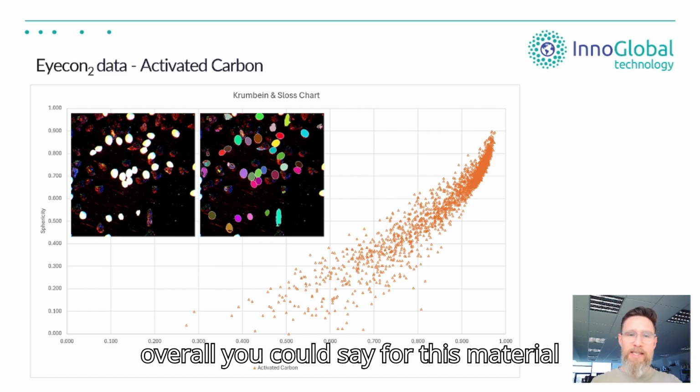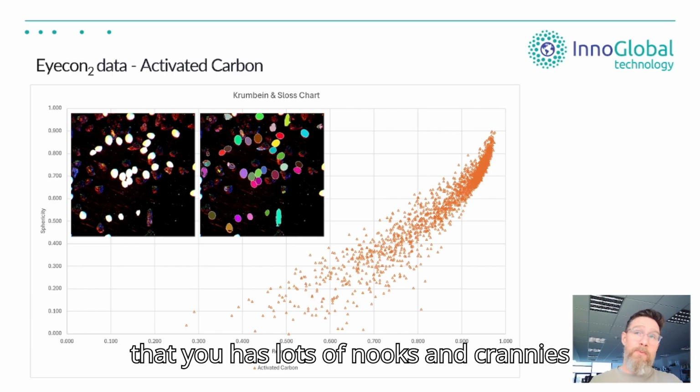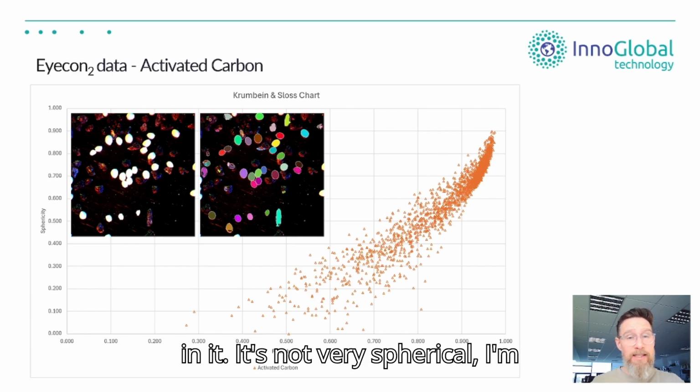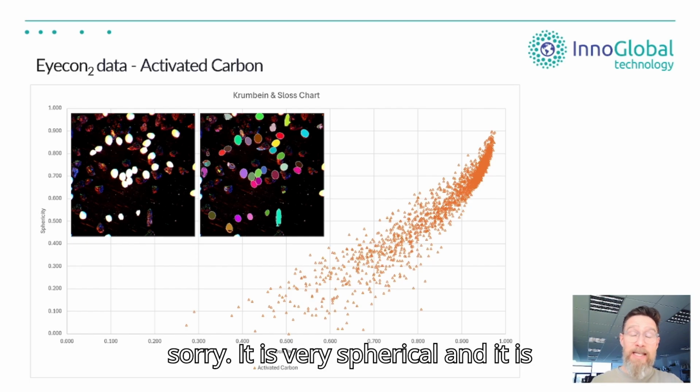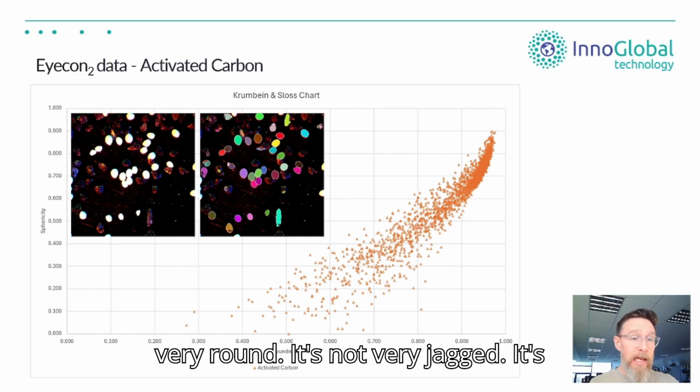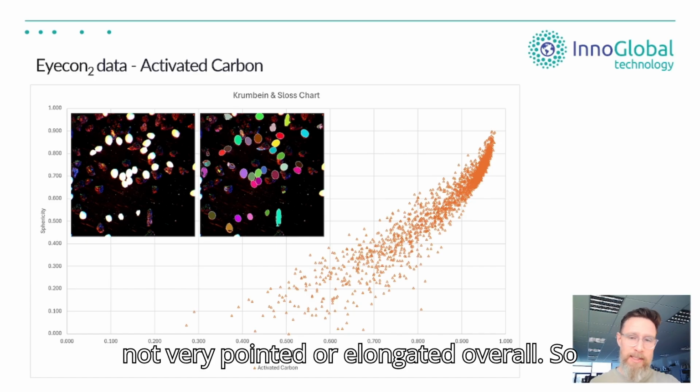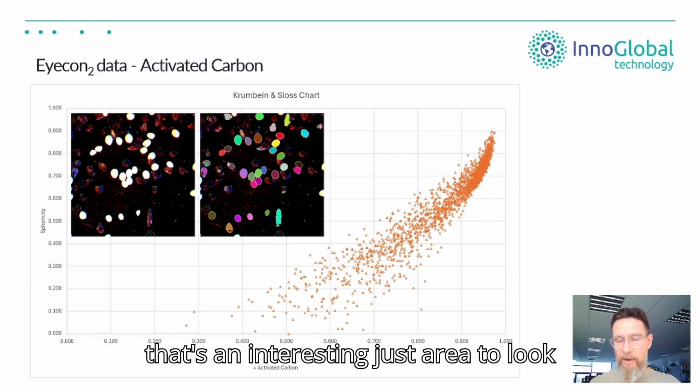But overall, you could say for this material that has lots of nooks and crannies in it, it's not very spherical. I'm sorry, it is very spherical and it is very round. It's not very jagged, it's not very pointed or elongated overall. So that's an interesting area to look at for that.